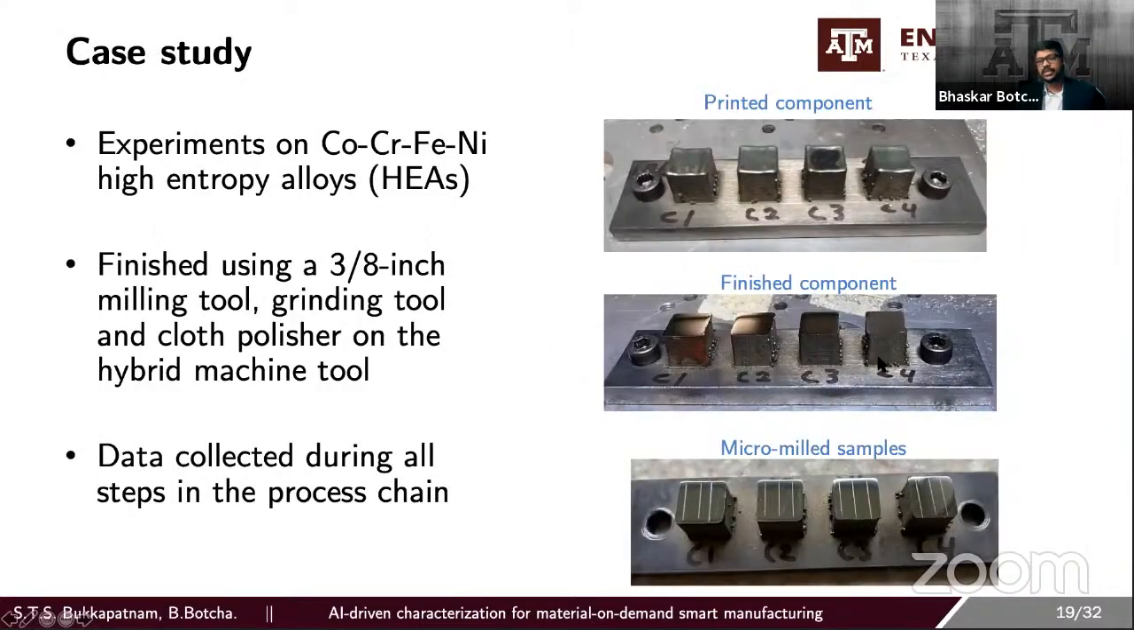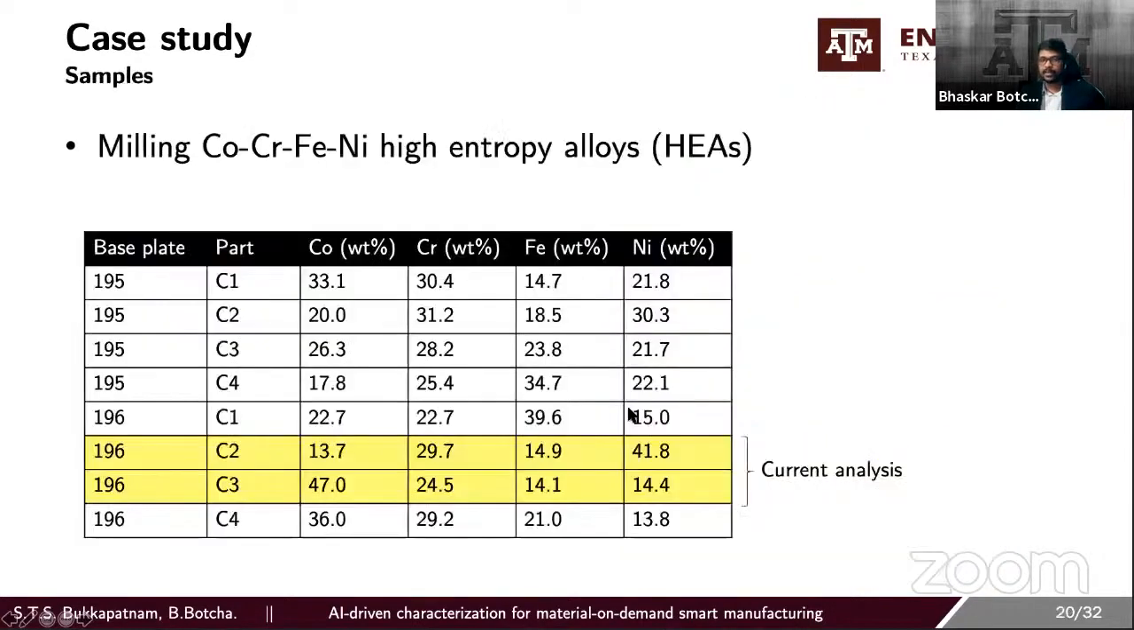So the samples which were printed here are high entropy alloys: cobalt, chromium, iron, and nickel. These were finished initially using a 3/8-inch milling tool. Then we have a phase grinding tool within the machine itself, and a cloth polisher, which we use to finish the samples. All these samples were finished on this particular machine tool itself. And then we have done this micromilling scratches, where we collect all these three sources of data.